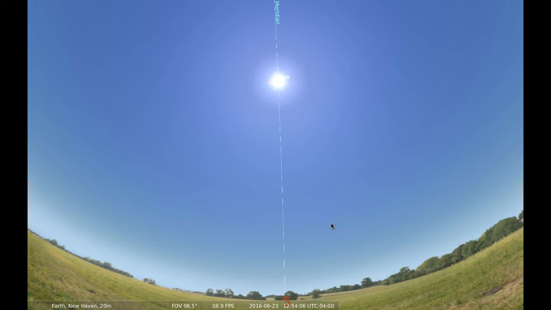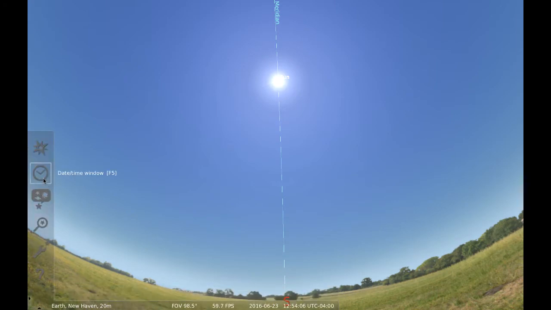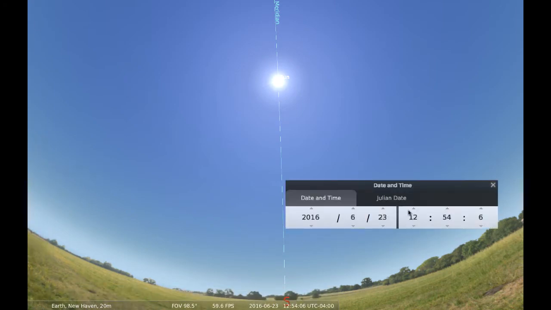So if it's local solar noon, why does my computer clock here, my settings clock, read 12:54 and 6 seconds? That's what I have here in my date and time window, 12:54. Shouldn't it read 12:00:00?